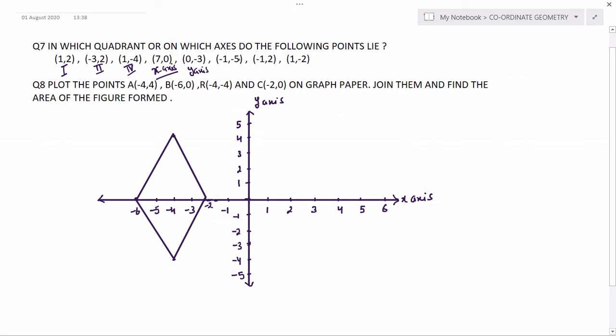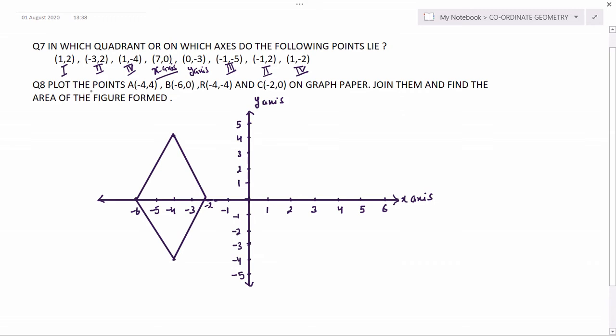Now next is (-1, -5). In the third quadrant we have both the coordinates negative, so this is in the third quadrant. (-1, 2) is again in the second one. (1, -2) is in the fourth quadrant, right? You can see the position of these points in the Cartesian plane also, right?